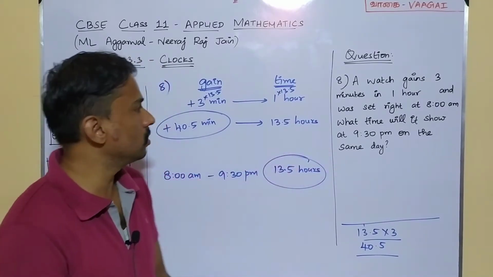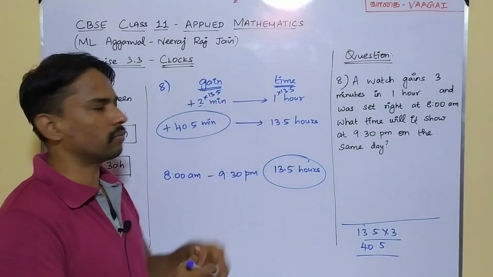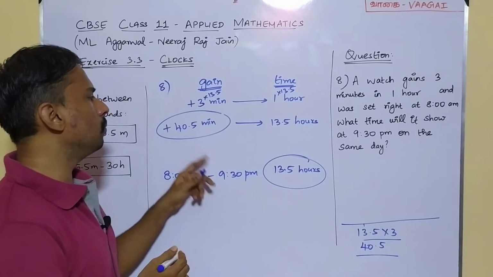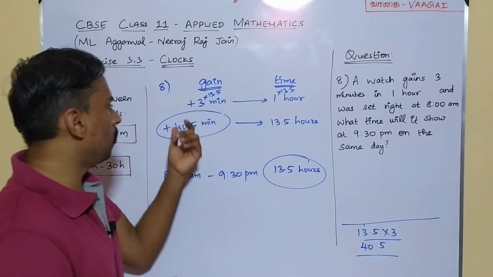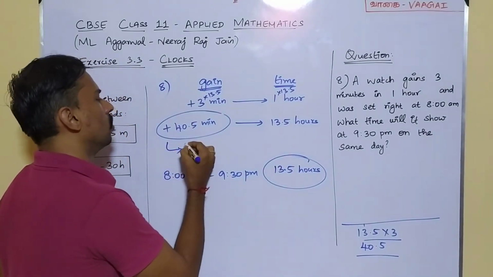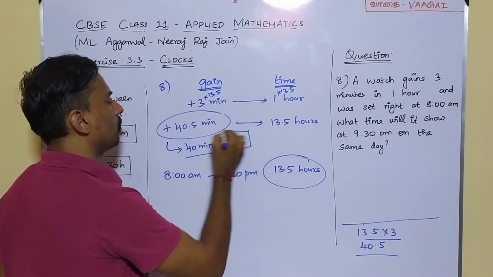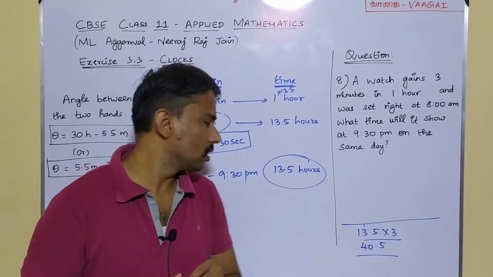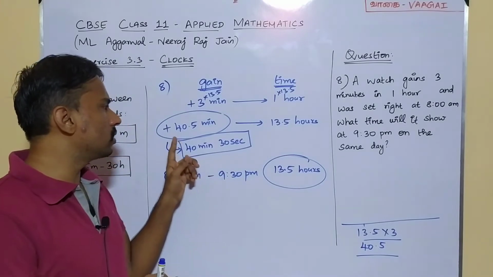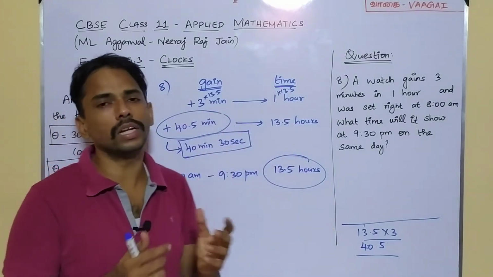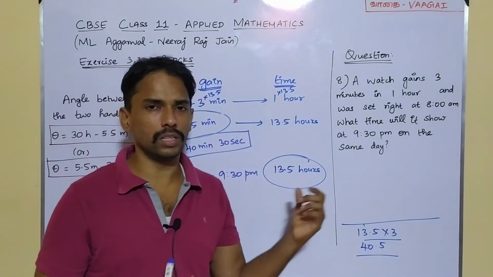I hope you are able to understand this. In 1 hour it gains 3 minutes, so in 13.5 hours I am just multiplying by 13.5. If I do so I get 40.5 minutes. So technically what do you mean by 40.5 minutes? It means 40 minutes and 30 seconds. Am I right? Can I write like this? Yes. See here, 40.5 minutes, what do you mean by that? 40 and a half minutes, right? So 40 minutes and another half a minute. Half a minute is 30 seconds. So that means the clock would have gained 40 minutes and 30 seconds in this time duration.